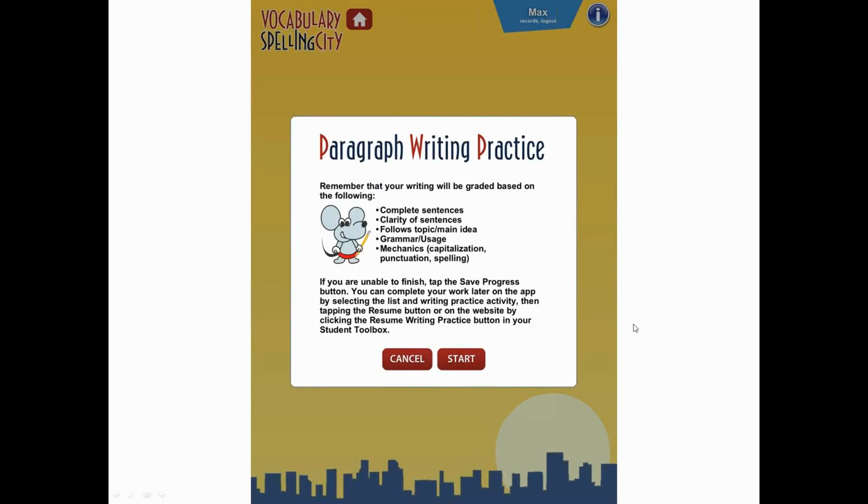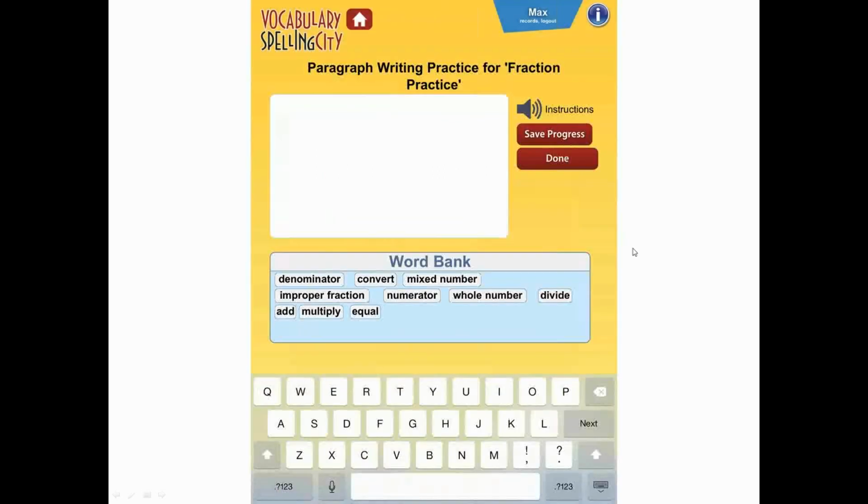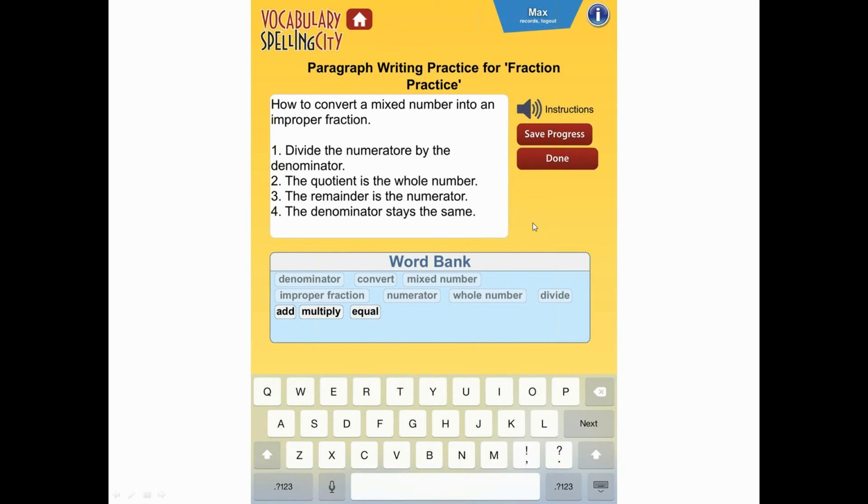The game starts for them. It gives them a little directions, lets them know what to do if they need to save their progress, if they need to come back and finish the activity later. And this is what the paragraph writing practice would look like on the mobile device. Students would type in their work, which would display in this box right here. Here's the word list that they're required to use. They would type in what they need to say.